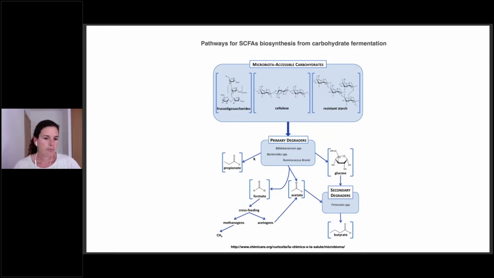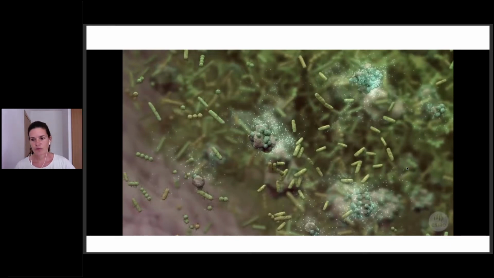So short-chain fatty acids like propionate or acetate can be produced in these primary stages, but then butyrate, for example, needs a lot more complex pathways to be produced. So here in this representation from T0 video, you can see these other secondary degraders, these other genera of bacteria, and how they also interact and act in this fermentation process, producing these so-called short-chain fatty acids.